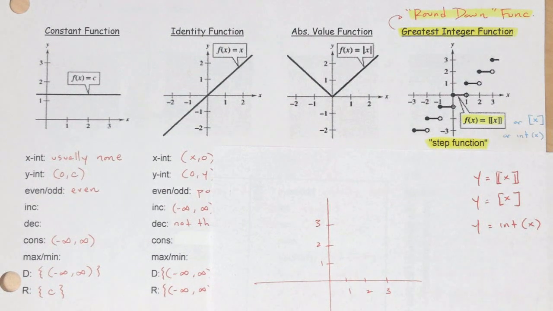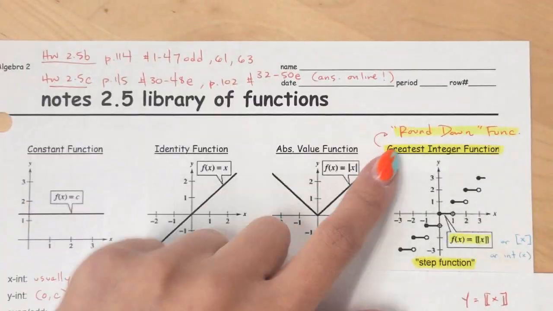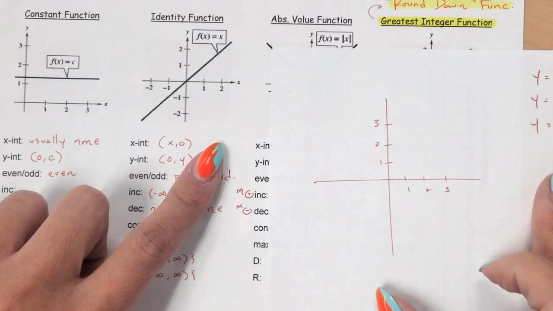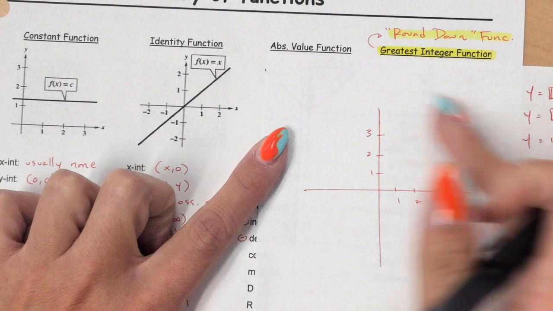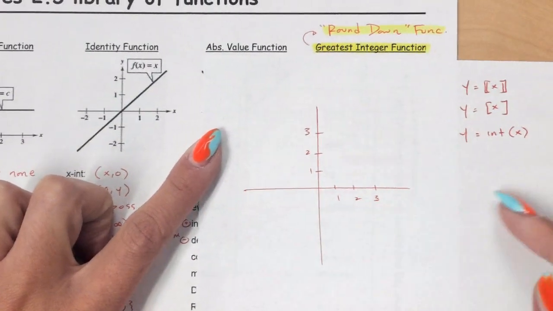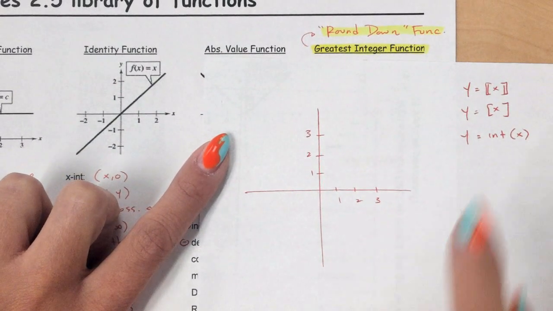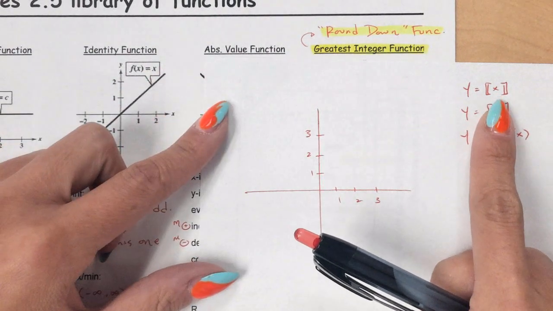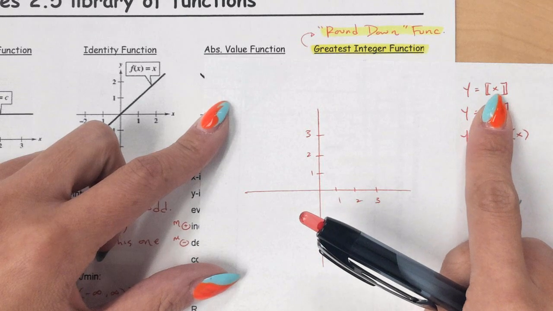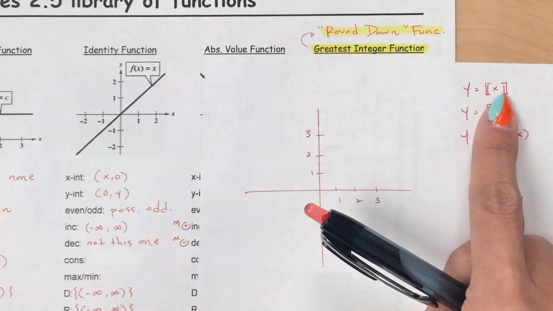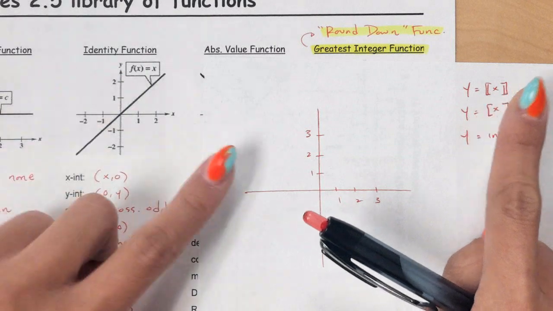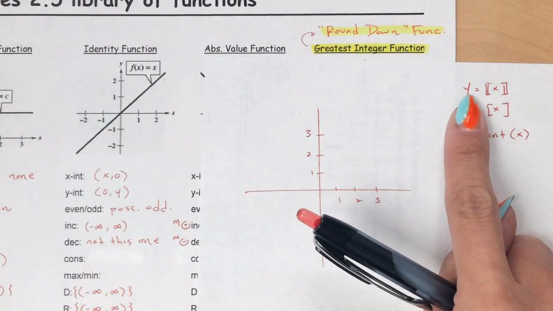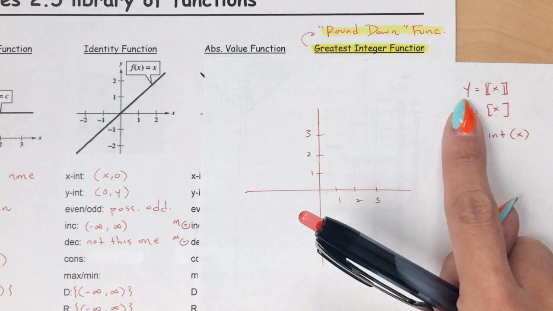All right, so how come it's called a step function? Why is it called a round down function? Why do I think that's so great when you call it a round down function? Okay. So here's a little something I just wanted to show you. Basically what this means is whatever you plug in, you round it down and that's your answer. So 1 rounds down to 1. So if you plug in 1, you get 1. 1.5 rounds down to 1. So if you plug in 1.5, you get 1. If you plug in 1.9, you get 1. If you plug in 1.99, you get 1.